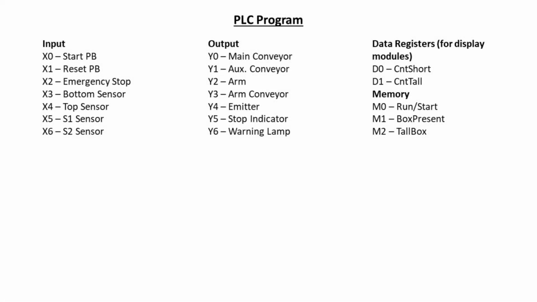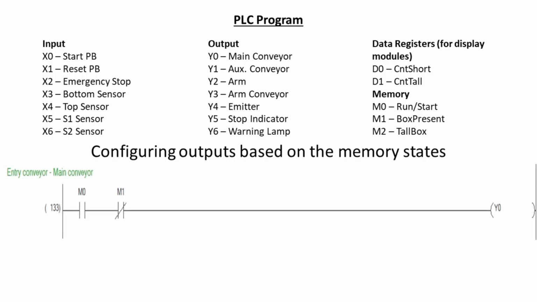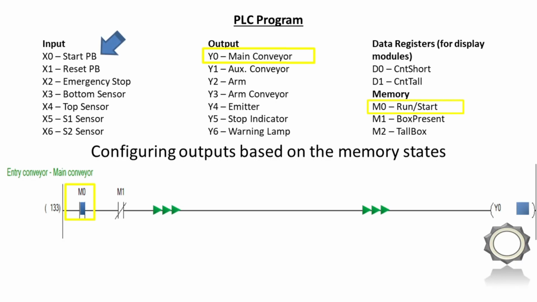Now, let's move on to the exciting part. We'll proceed to generate outputs based on the behavior of the configured memories. This section is dedicated to configuring our entry conveyor. When M0 is set to high, the signal can flow through it, energizing the Y0 output pin until M1 also becomes high. When M1 is high, it indicates that a box has reached the bottom sensor, causing the normally closed contact associated with M1 to open, interrupting the signal and halting the entry conveyor.